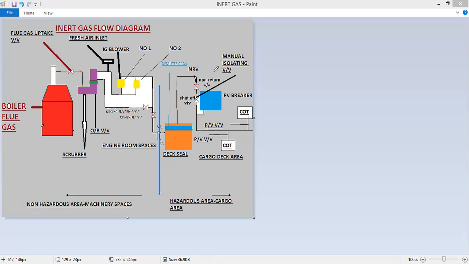Now we'll see the components in the inert gas flow diagram. Now there is a boiler, then there is a scrubber, then there are inert gas blowers, then there is a deck seal, there's a non-return valve, there is a manual isolation valve, there is a PV breaker, there's a PV valve, and the cargo oil tanks. Each has its own functions, and we will briefly see the functions now. To understand the working will take a lot of time, and I will come up with a new video for each component.